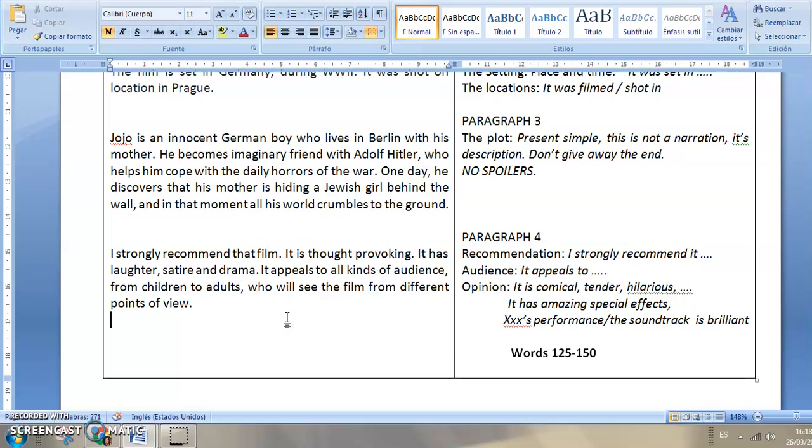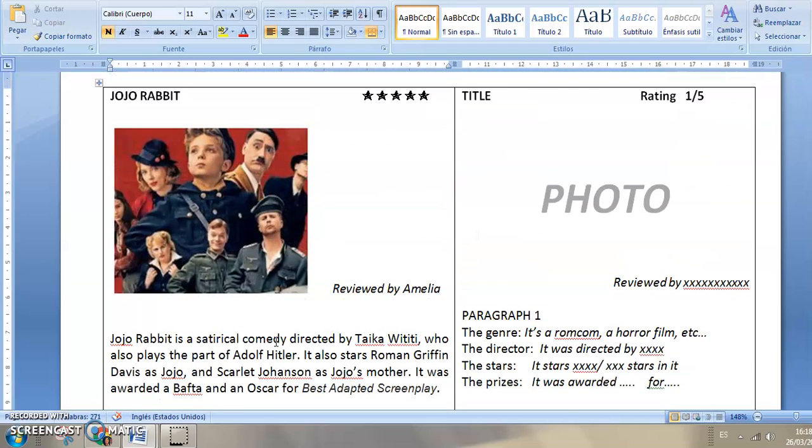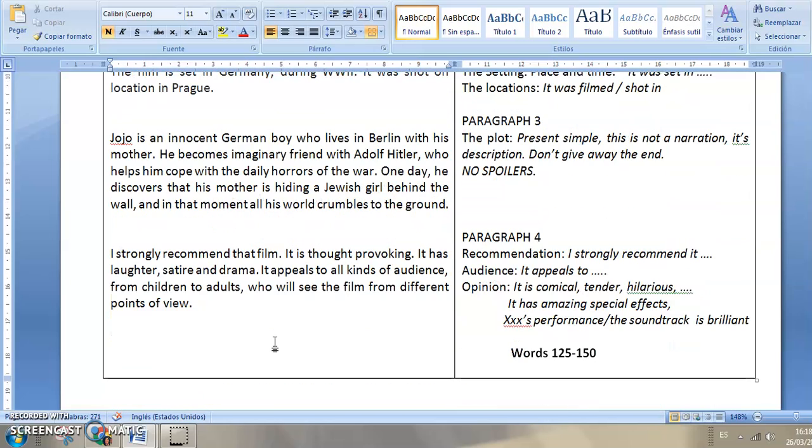And, the length, from 125 to 150 words, no more than that. And that's what you have to do. I hope it helps you. Remember, you have another example in your book. On page 191, you have a review about The Force Awakens. So just have a look at it.